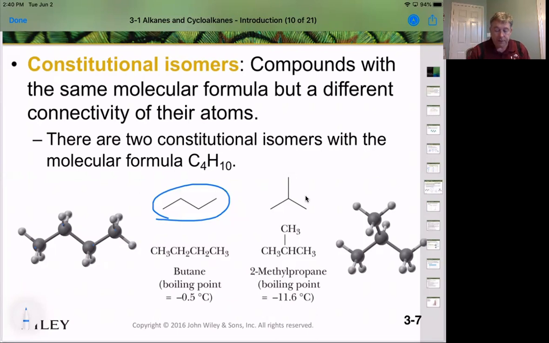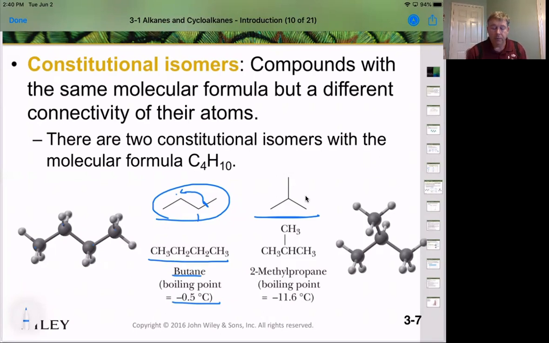However, if we just break this bond and move it here, and move the hydrogen that was attached over to the end here, we can have a different isomer. This isomer has the exact same formula, but it is chemically different than the other form. This one right here is called butane, and it's a straight chain hydrocarbon, and it has a boiling point of just below 0 degrees C.